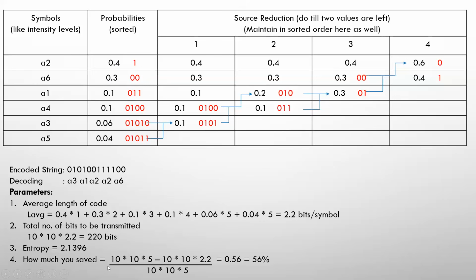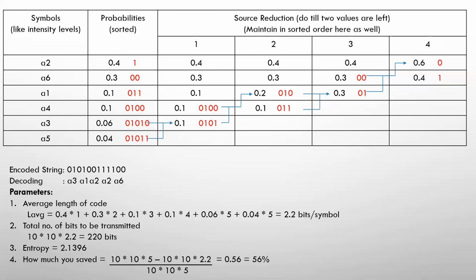Now how much did you save? How can you do it? Earlier you were supposed to transmit this much: 10 into 10 into 5, because it's a 5-bit image. So number of rows into number of columns into bits per pixel. Minus, now it is 10 into 10 into 2.2, divided by what it was initially.